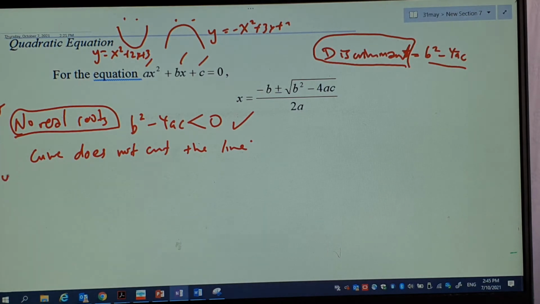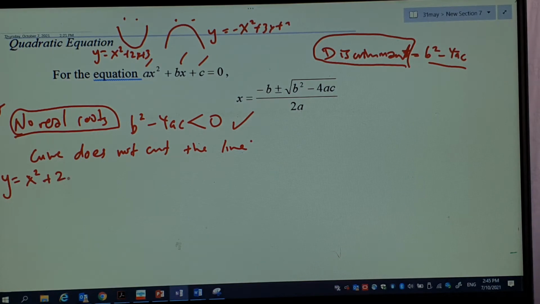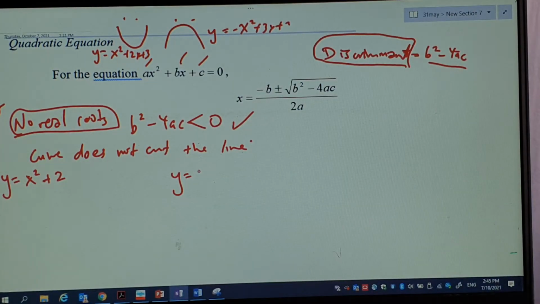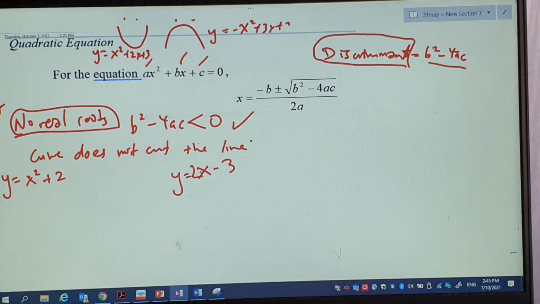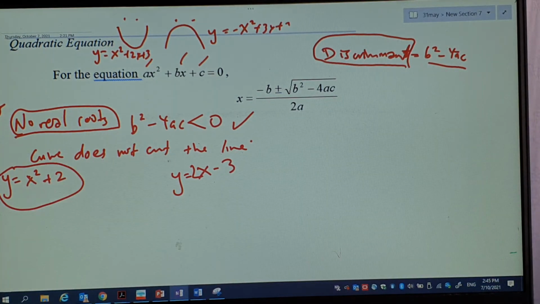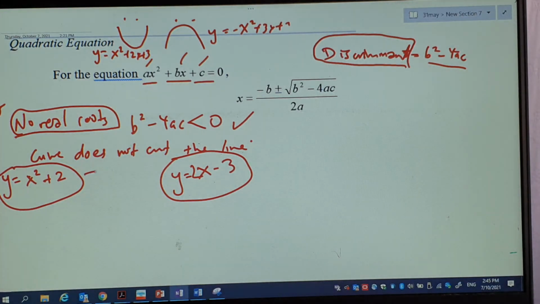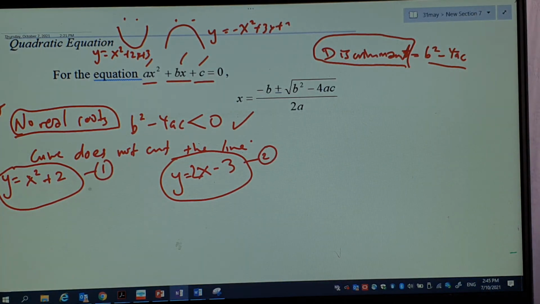So let's say they say the curve y equals x squared plus 2 does not cut the line y equals x, or 2x minus 3. If they say does not cut the line, what must you do? Now, ladies and gentlemen, it's common sense: you have to change this x and y thing into ax squared plus bx plus c. And the only way you can do that is with what you learned in lower sec. You sub 1 into 2.